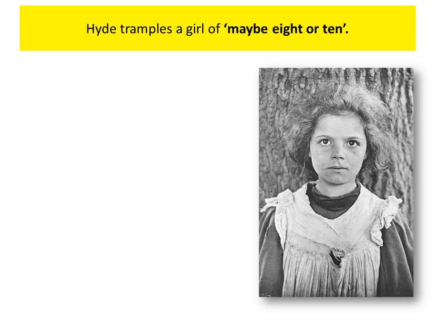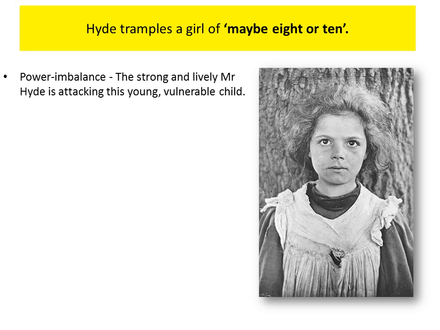Now, Stevenson presents Hyde as a malicious character in this extract. We can see this through Hyde's choice of victim. Hyde tramples a girl of maybe 8 or 10. It is particularly disturbing that Hyde should choose to attack such a victim. One of the things that makes this attack so disturbing is the clear power imbalance between these two characters. The strong and lively Mr. Hyde is attacking this young, vulnerable child. He's not attacking someone who could defend themselves. He's not attacking another adult. Hyde is attacking a helpless girl.